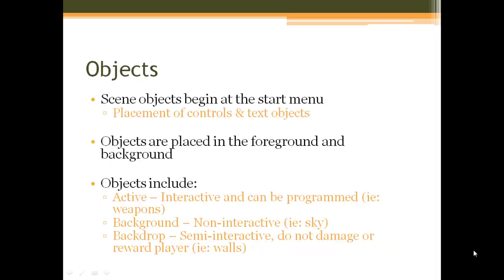So what are objects? Well, scene objects begin at the start menu. We see the placement of controls and text objects. Typically, we see buttons. And we also have objects placed in the foreground and background. There are different types of objects. You could have active objects, which are interactive and may be programmed, such as weapons, buttons, etc. You could have background objects, which are non-interactive, such as the sky. And you could have backdrop objects. Backdrops are semi-interactive, but they do not damage or reward the player, such as walls.